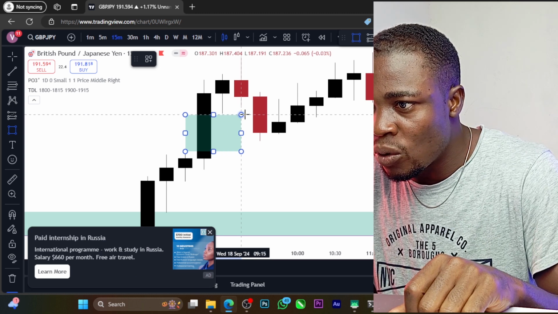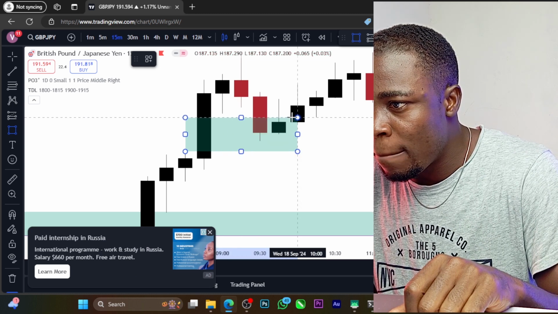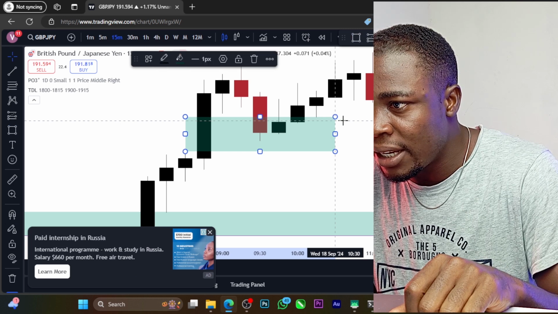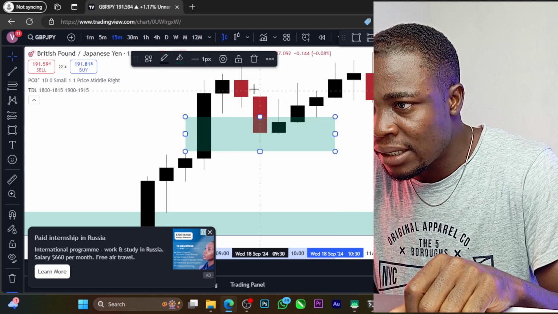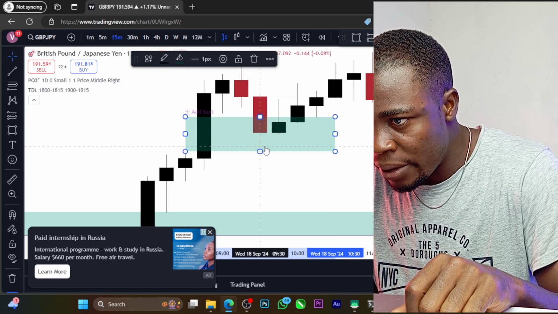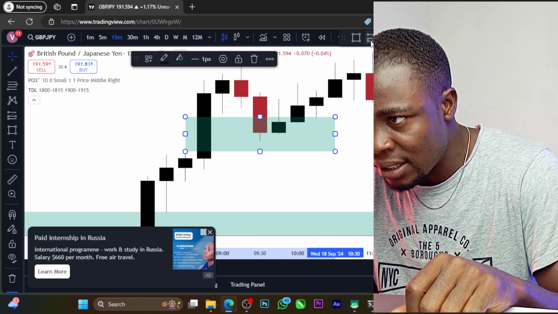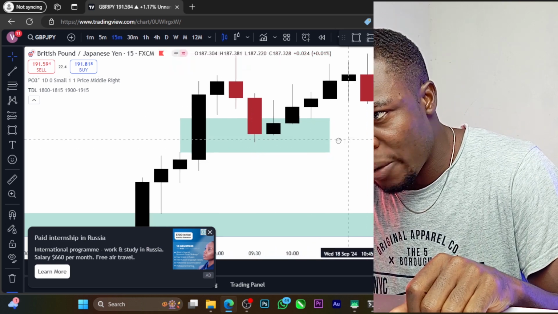So there was a fair value gap there. That was why this red candle came inside here to rebalance it before the market goes up again. So fair value gap happens so many times in the market. Some of them are not relevant, some of them are not things we should look at too, but it always happens.